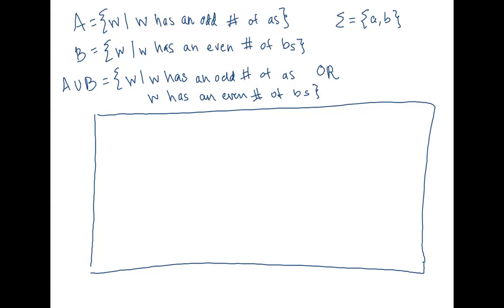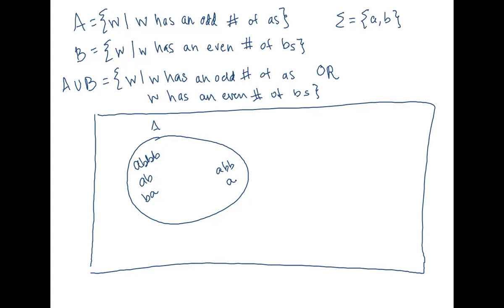Okay, and let's put an A here. So A is going to be all of these strings here. And let's choose some, so anything with an odd number of A's. So A, BBB, AB, BA, okay. Also ABB and just A. These are all in A.